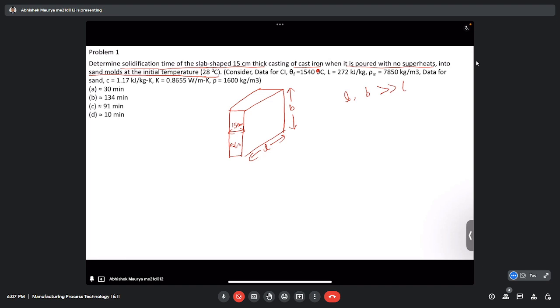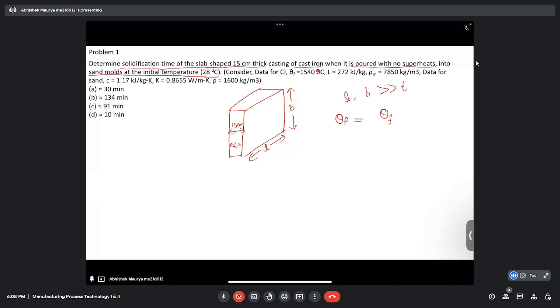This is the similar condition, and now we will learn how to solve this problem. One more thing is given, that there is no superheat. It means the metal pouring temperature is the same as the freezing point of the casting, or we can say theta p is the same as theta f.